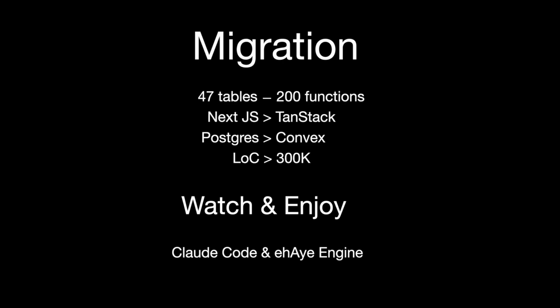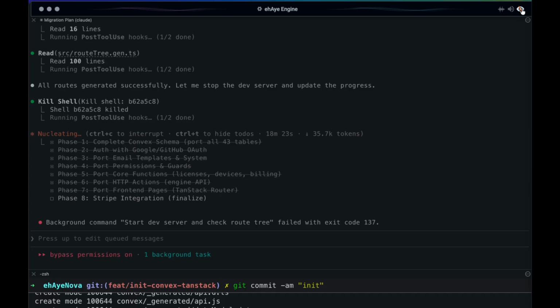We are migrating from Next.js to TanStack and moving our backend from Postgres to Convex. The codebase is 300,000 lines with 47 tables and about 200 functions, all powered through Claude Code with AI Engine voice, vision, and control. Sit back, watch, and enjoy.